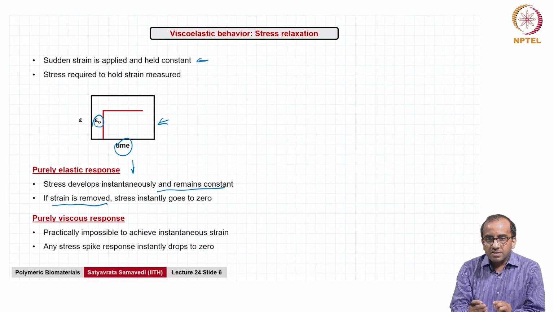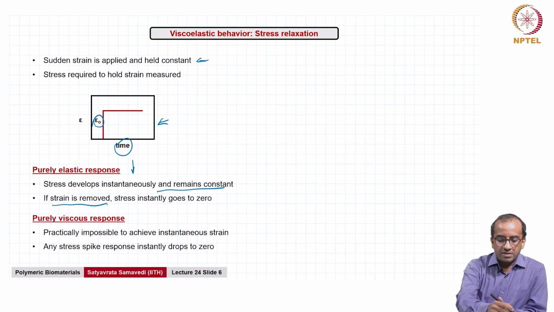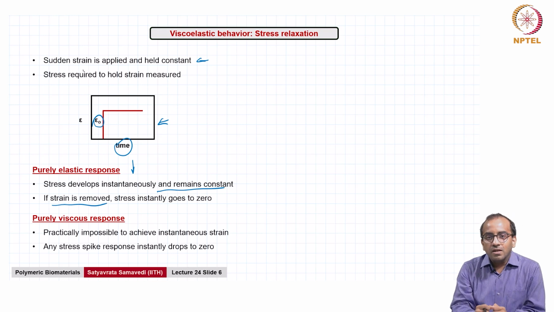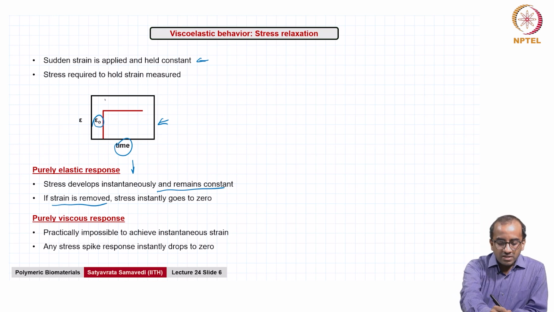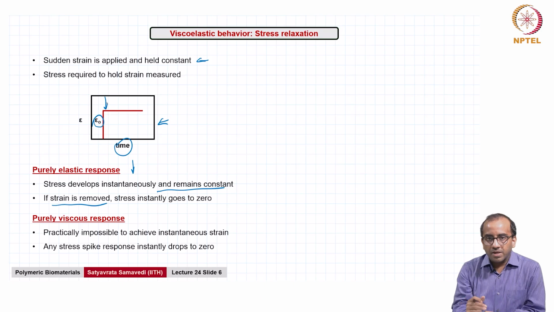Again, some of these things are thought experiments in some sense, because when we say a sudden strain is applied, you can show these kinds of plots on paper, but in reality in an experiment it is going to take a finite amount of time for any instrument, no matter how small it is, to apply that sudden deformation, right. So, some of these things have to be understood with a little bit of caution, especially the purely elastic and purely viscous responses. What you are talking about is sort of the extremes as thought experiments.